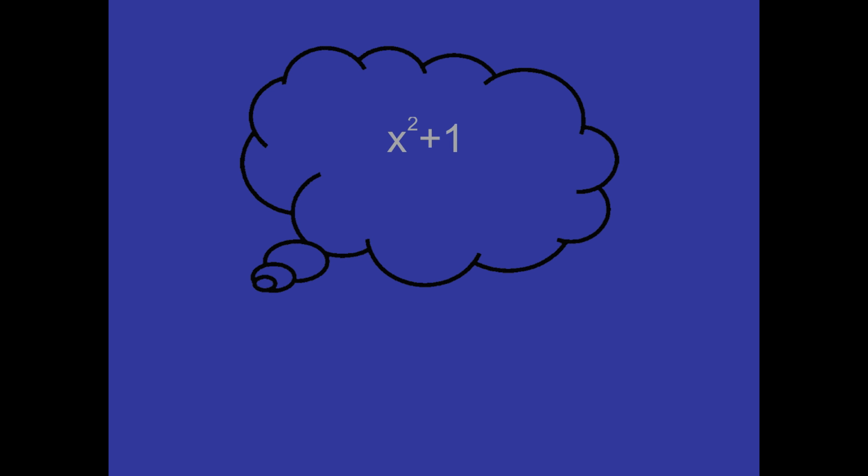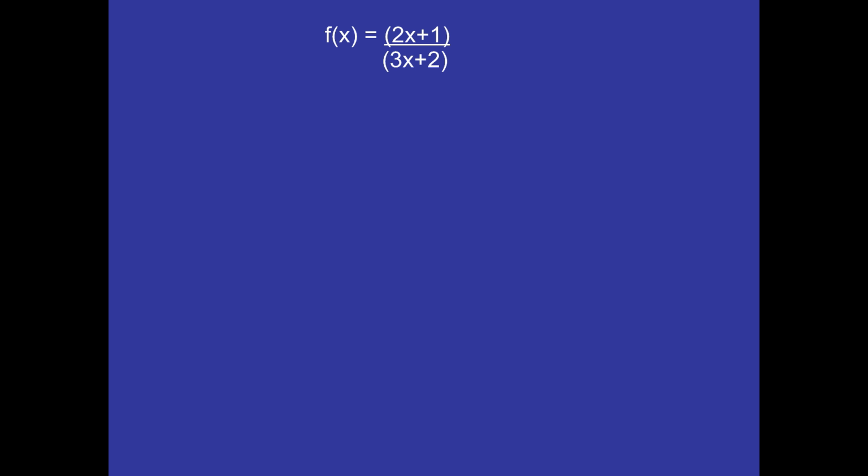Just think about x squared plus 1. That plus 1 isn't going to do much when you plug in a huge number like 100,000. So let's say that the equation is f of x equals 2x plus 1 over 3x plus 2. Look for the highest power. You can see that the 2x is the highest power on the top and the 3x is the highest power on the bottom. That leaves you with 2x over 3x. Those x's will cancel and you will get 2/3. That means that as this graph approaches infinity, it will approach the line y equals 2/3.